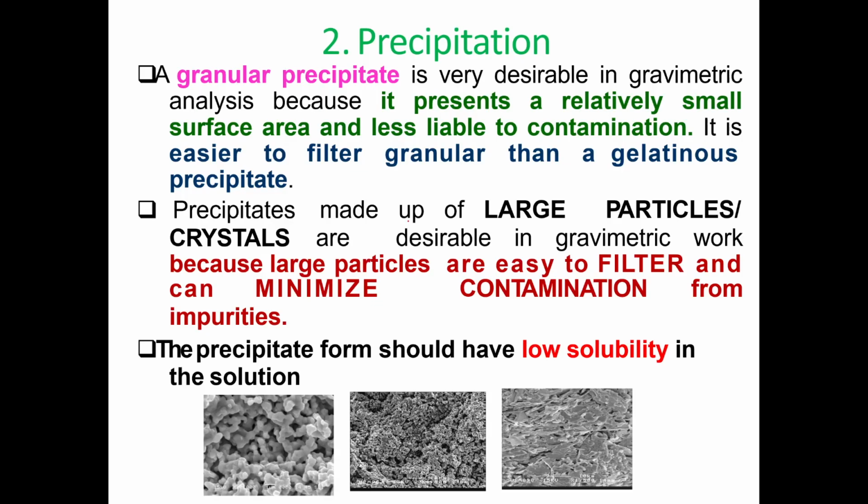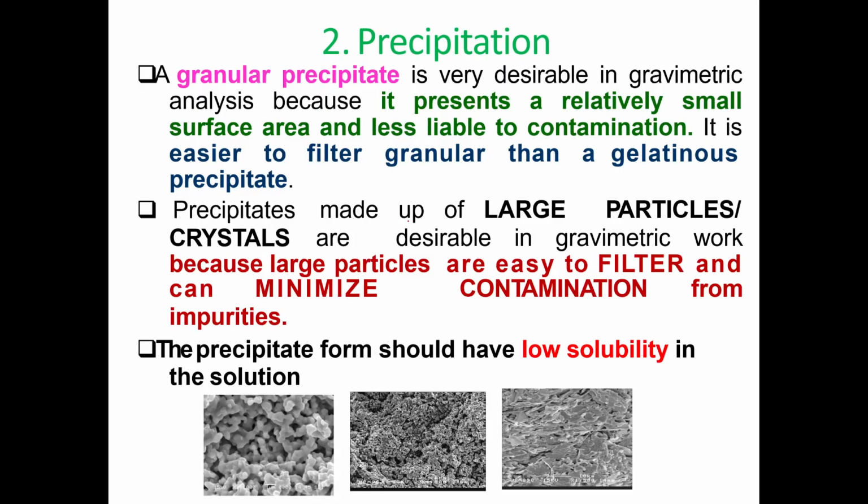First we are going to look at granular precipitate. Granular precipitate is very desirable in gravimetric analysis because it presents a relatively small surface area. When the surface area is small, it is less liable to contamination. It is also easier to filter granular precipitate than gelatinous precipitate. So what is gelatinous precipitate? Gelatinous precipitate is a precipitate like a gel or like water. When the structure of the precipitate is gelatinous, it is very hard to filter.